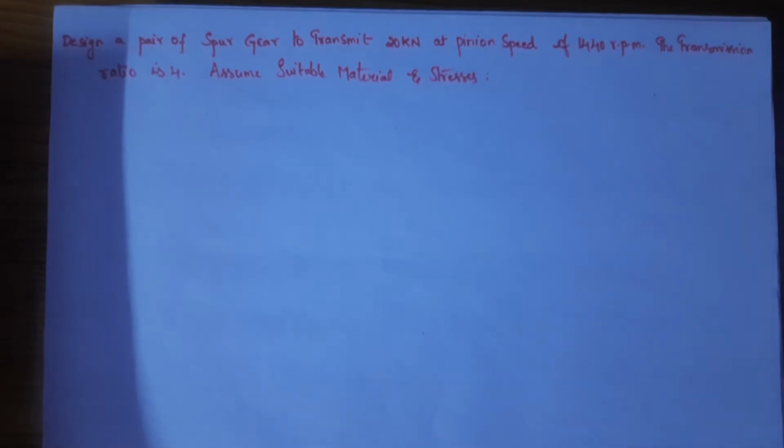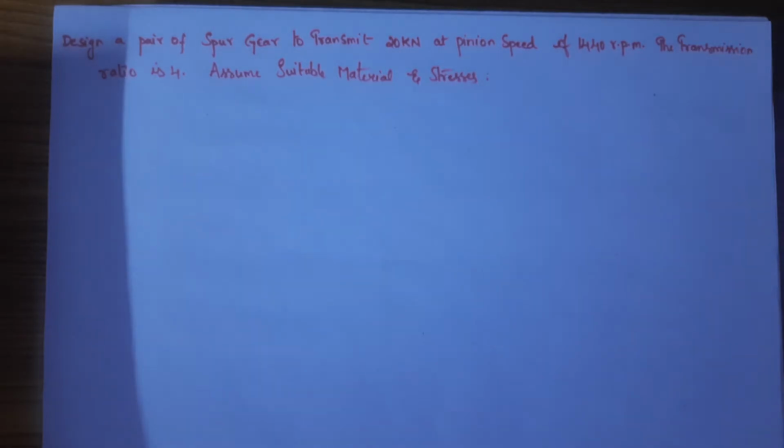Hello everyone, this is the problem on spur gear design. You can see the question here: design a pair of spur gears to transmit 20 kilowatts at a pinion speed of 1440 rpm. The transmission ratio is 4. Assume suitable material and stresses.